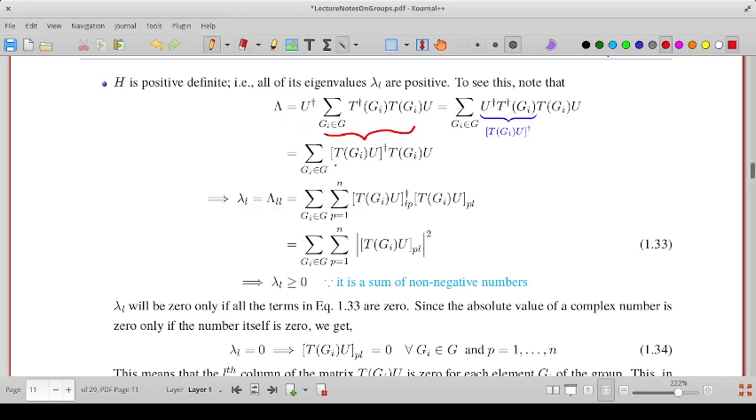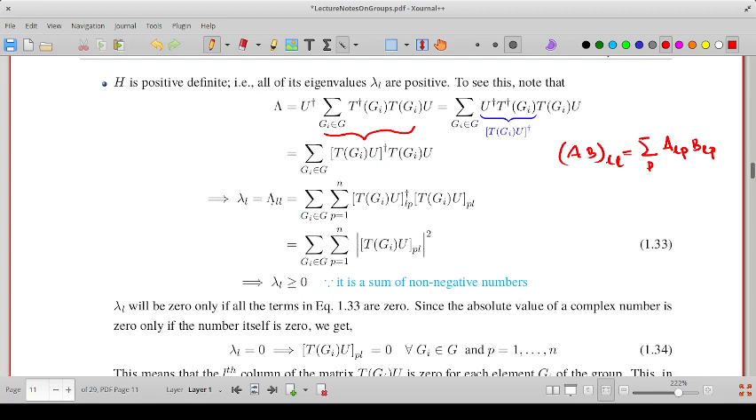But lambda is given by this sum. So I just need to take the lth element of this. This is the product of two matrices. The lth element of, say, a, b, ll is simply sum over p, a l p, b l p. And instead of a, I have t g i times u. And instead of b, again, I have t g i times u.